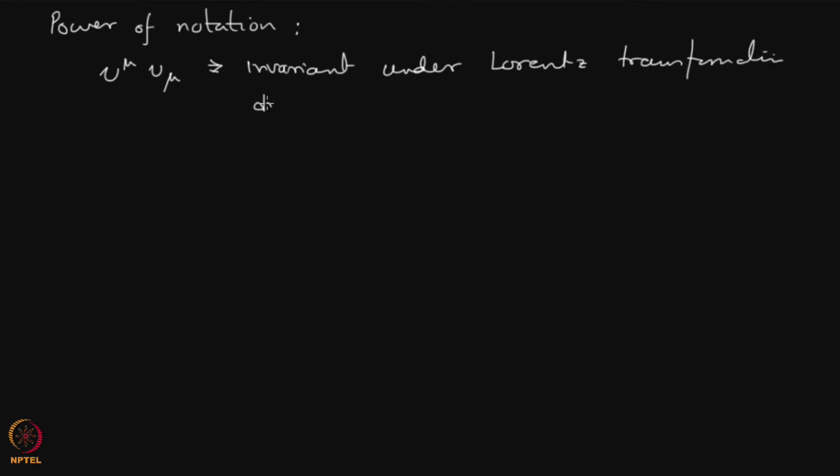If I take V mu and contract with V covariant mu, then this object is invariant under Lorentz transformations. And what are Lorentz transformations? Those are the ones which keep this object invariant. Okay?